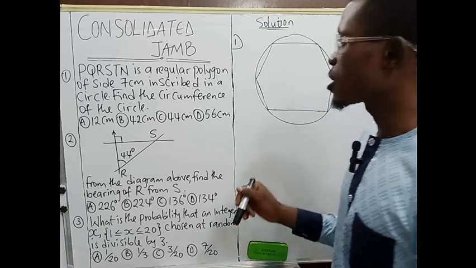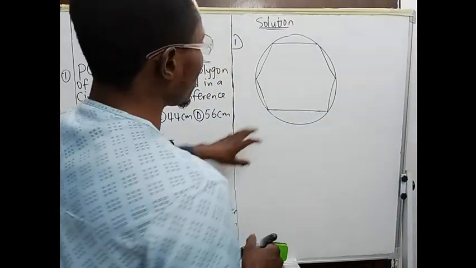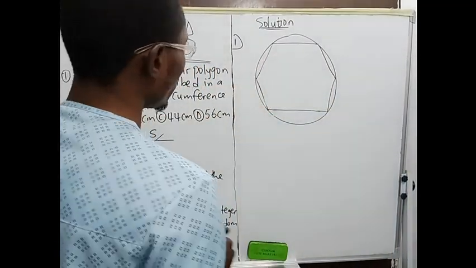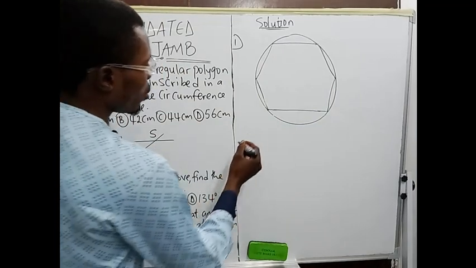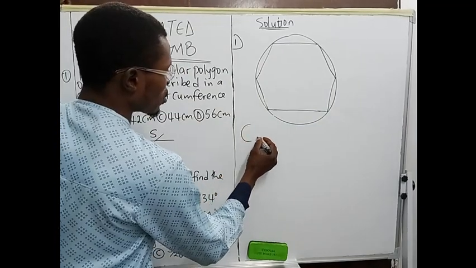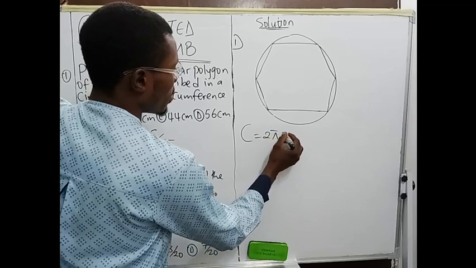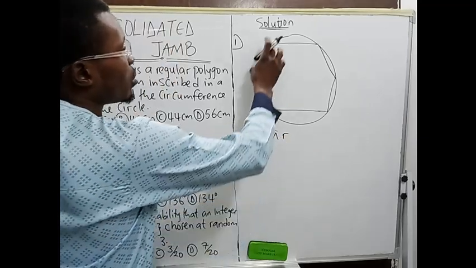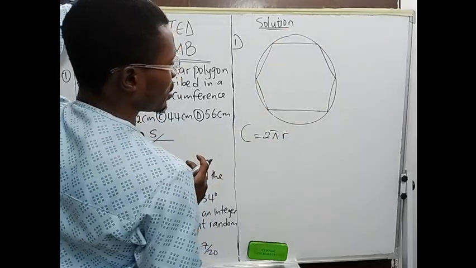Now for number 1, it says PQRSTN is a regular polygon of side 7 cm inscribed in a circle. Find the circumference of the circle. This is the diagrammatic representation of what we have here. Now by formula, we know that the circumference of a circle C is given by 2 pi r. Now this polygon is 6-sided.